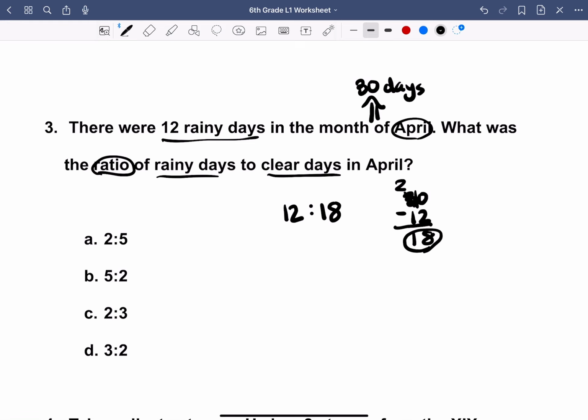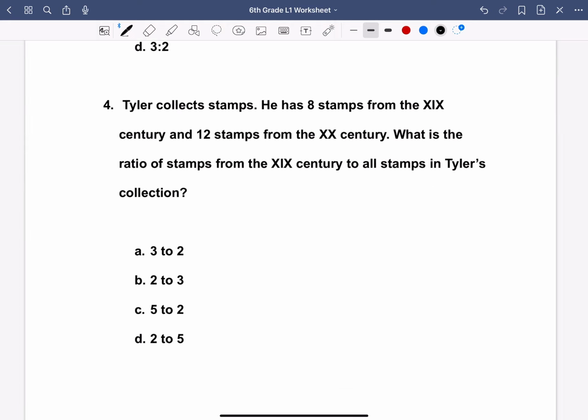So, again, we want our answer in the simplest form. What we're going to do is divide this by 6, divide this by 6, and we will have our ratio, which is 2 to 3. And so that is C.